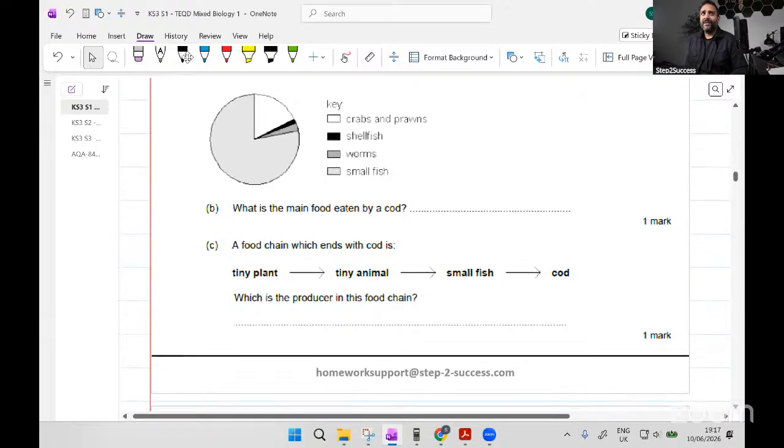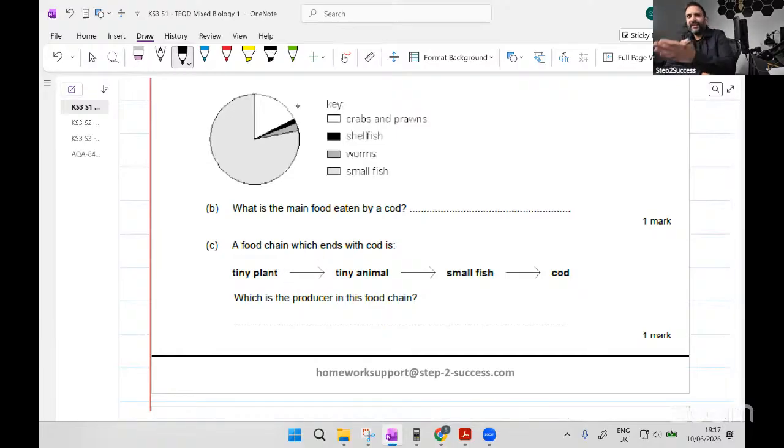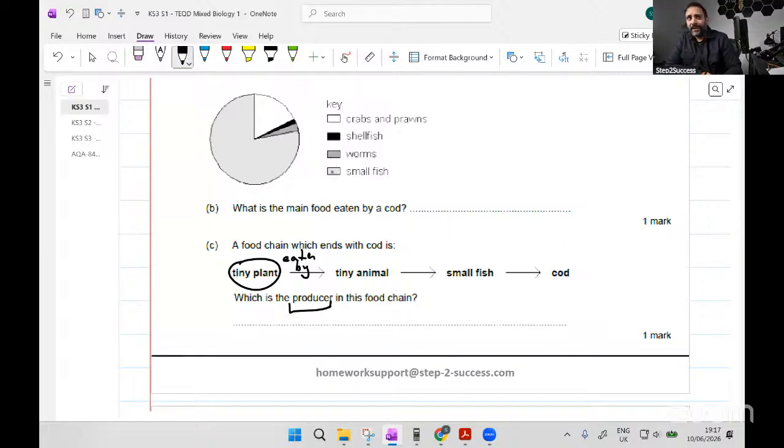And a food chain which ends with cod. A food chain is basically the chain of things that eat other things. An arrow in a food chain means eaten by. So a tiny plant is eaten by a tiny animal, which is eaten by a small fish, which is eaten by cod. A producer in a food chain is always the first thing in the food chain. It's always a plant, basically. So a tiny plant.